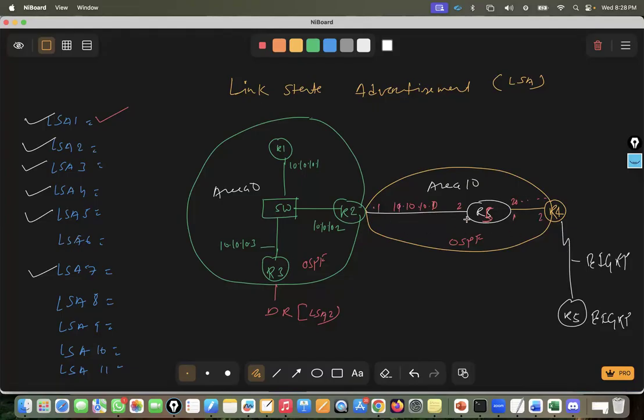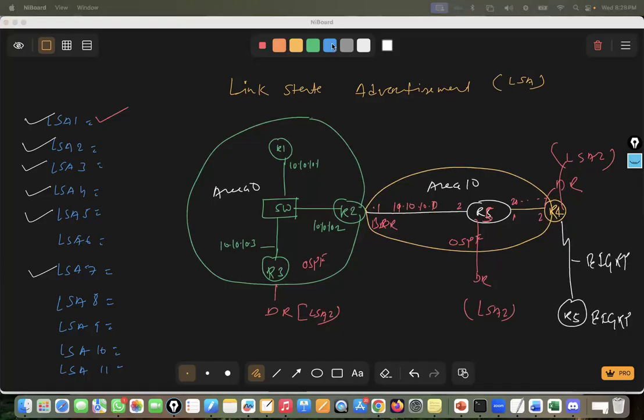So in this case, this is going to be my DR, right? This is going to be BDR for this link, right? Yes. Here also, this is going to be DR. So this is going to generate my LSA2, and this is also going to generate my LSA2. Make sense? Yes, sir. Wherever a DR is available, that is going to generate my LSA2.